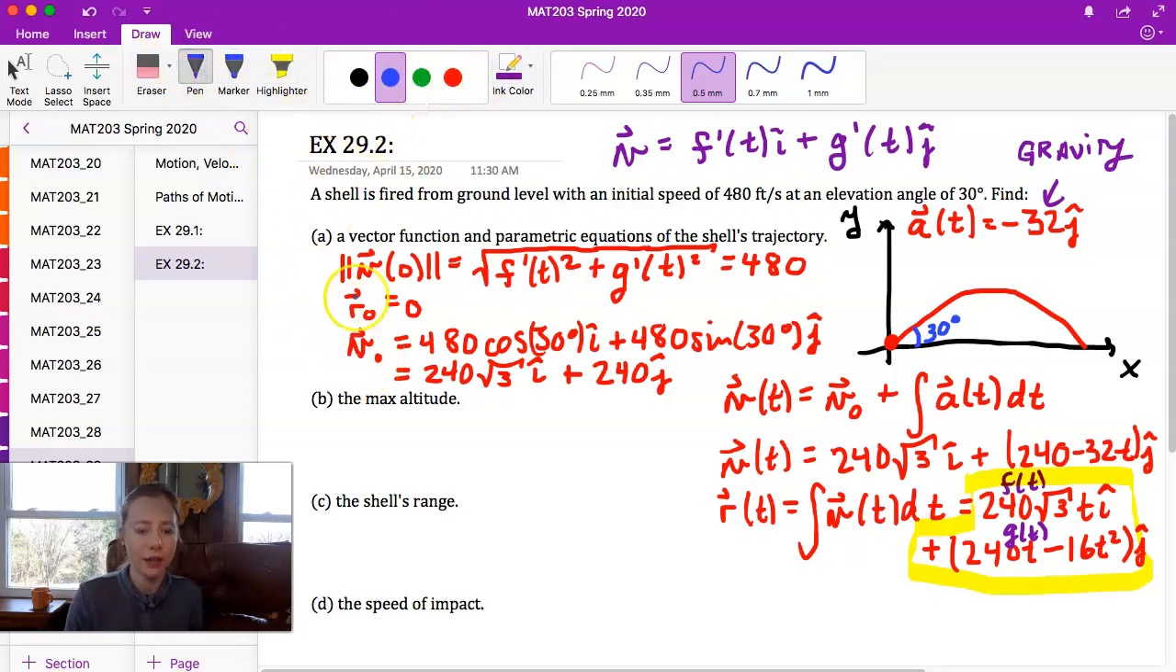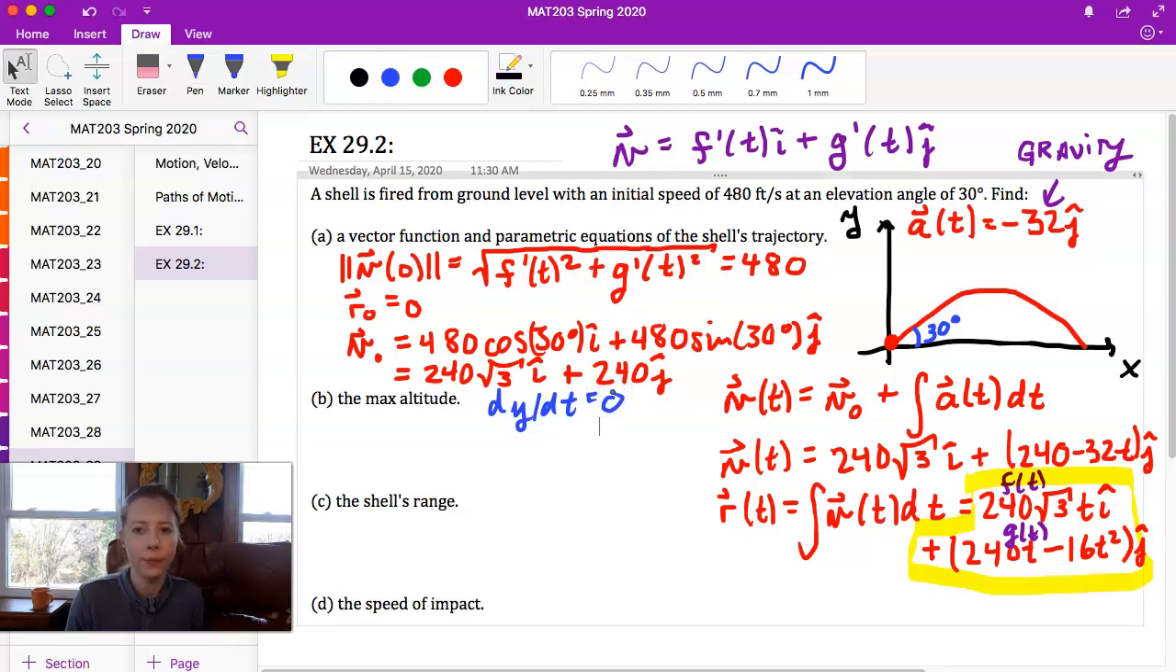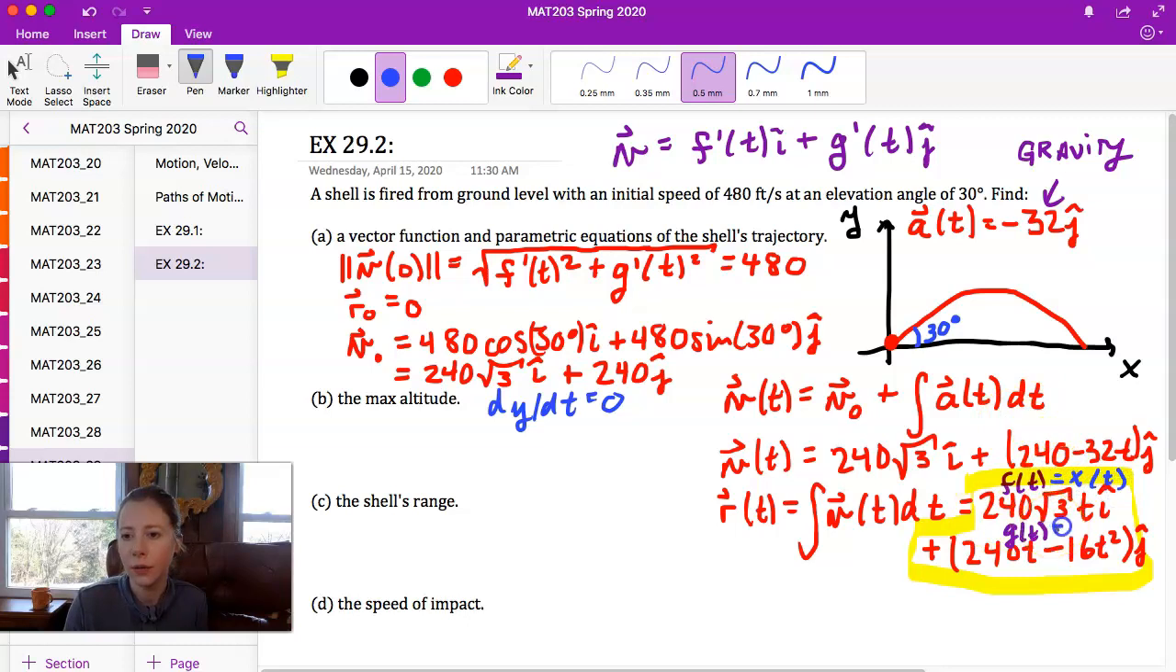So to find the max altitude, the max altitude is going to occur when dy over dt is 0. So when we have a slope of 0. Okay, so we're going to get our max elevation or altitude, our max y, when dy/dt equals 0. So we can also think of this as our x of t, and this is our y of t.